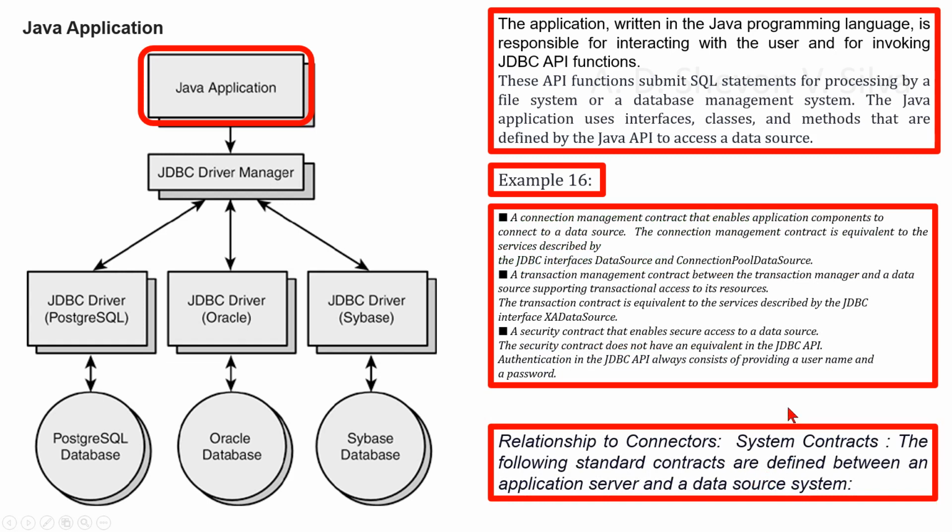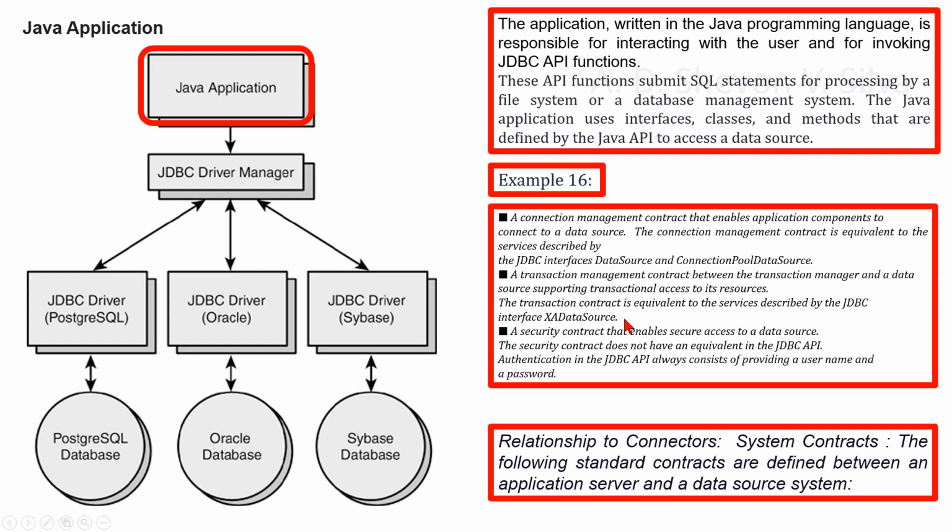Now we are considering system contracts in relationship to connectors. The following standard contracts are defined between an application server and a data source system. A connection management contract that enables application components to connect to a data source. A connection management contract is equivalent to the services distributed by the JDBC interfaces, DataSource and ConnectionPoolDataSource.